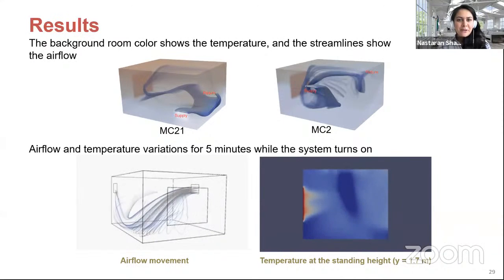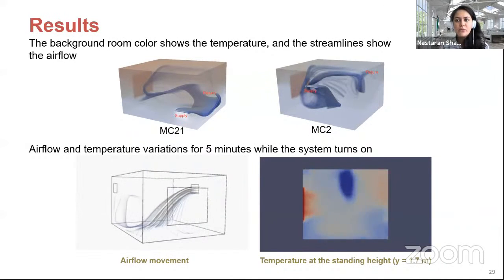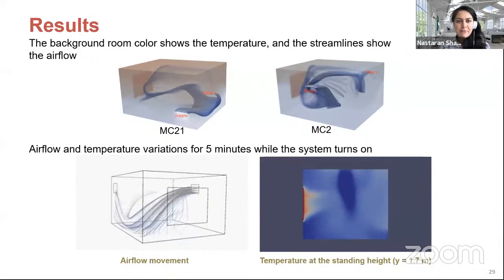Okay, now let's take a look at the results that we have. These pictures on the top row show the airflow pattern in the room for two mechanical configurations when the supply turns on and works for 5 minutes. It looks like the heavy cool air falls on the floor, and the airflow pattern is very much different for these cases.